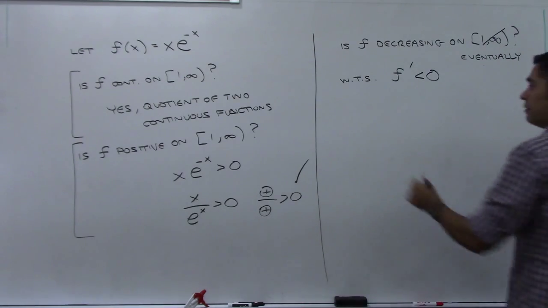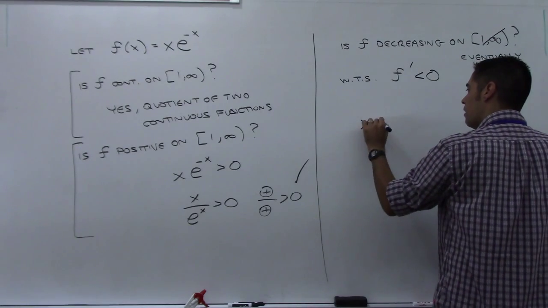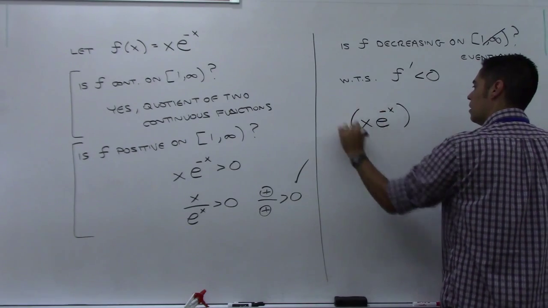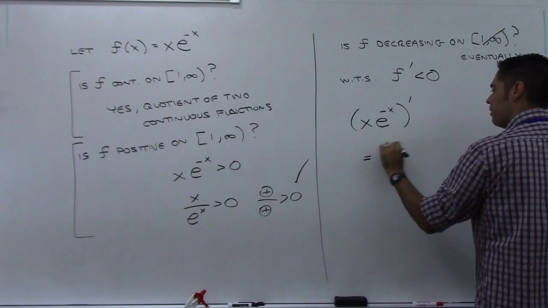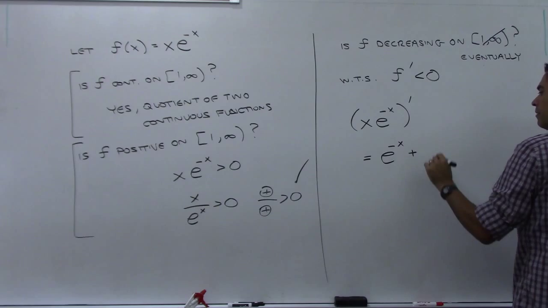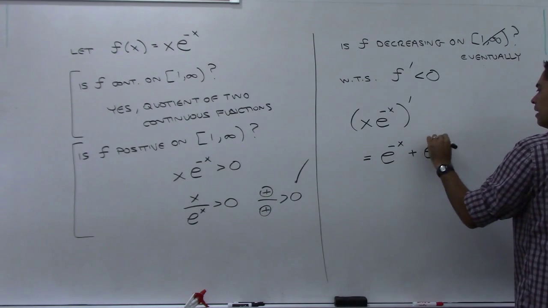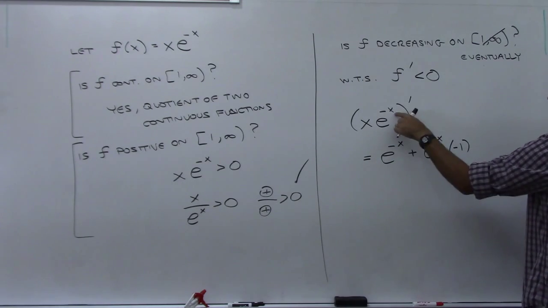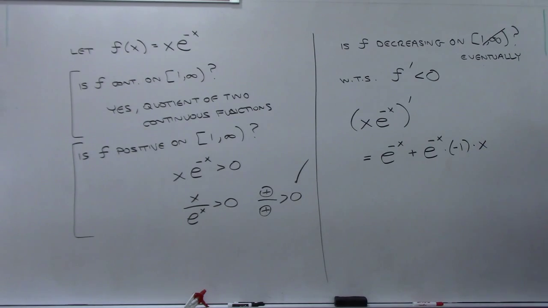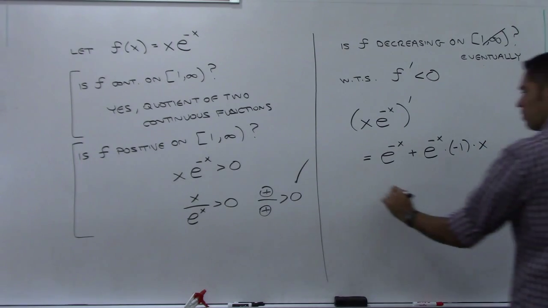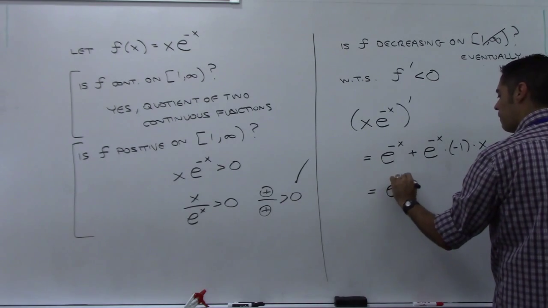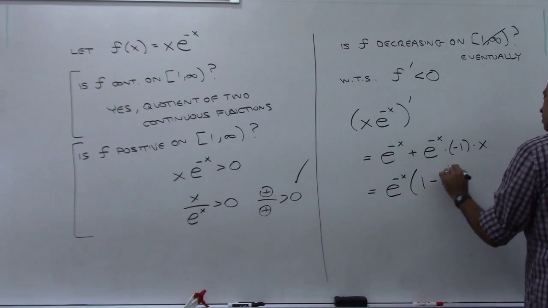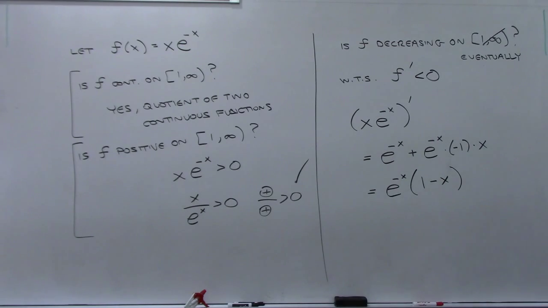So let's see. Well, I need my derivative. What's the derivative of x e to the negative x? Well, I can use the product rule. Derivative of x is 1 times e to the negative x, plus derivative of e to the negative x, which is e to the negative x times negative 1, because that's the derivative of what's up here, times the x from the front. So we're getting, let's see, I can factor e to the negative x out of both: 1 minus x.